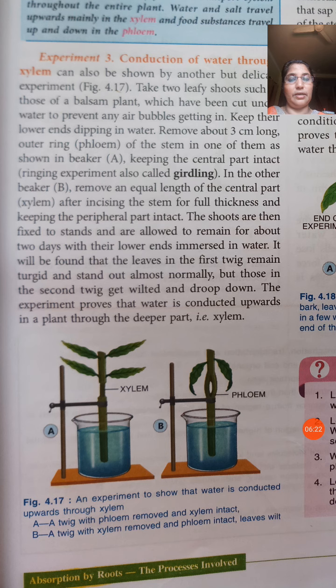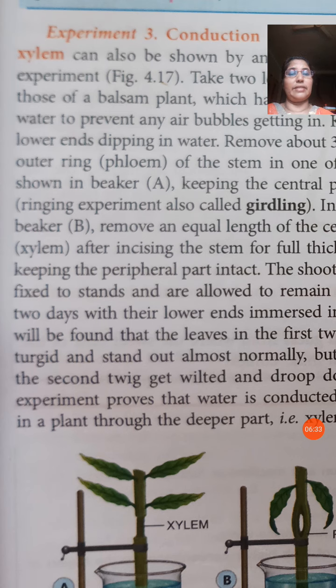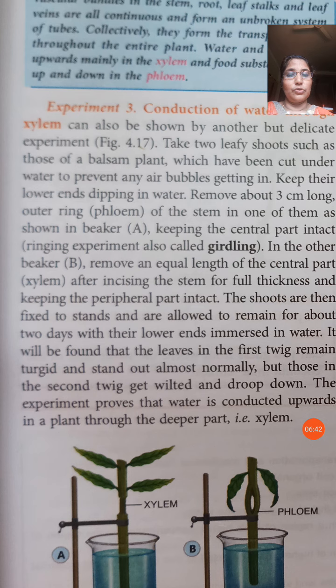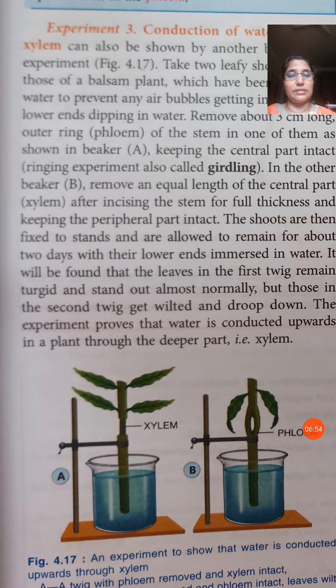I told you that xylem goes through the inner part, and the phloem is removed by the process known as ringing, also called girdling. That process removes the outer surface of the stem, and it is known as girdling. So the xylem will remain in the experimental setup and phloem is removed in twig A, as you can see.